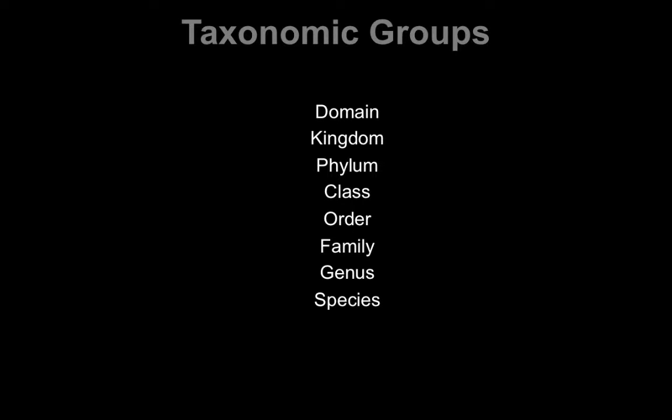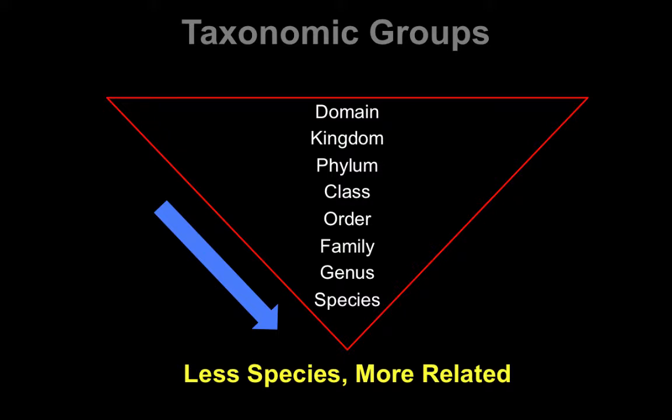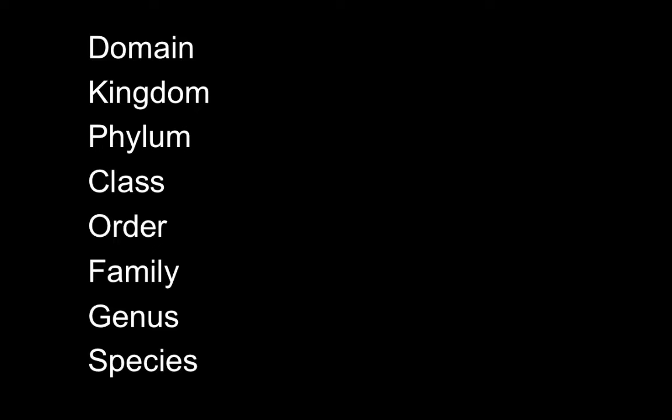So let's look at the different taxonomic groups. These are the 8 groups, and I think of it like an inverted triangle. So as you go down the list, you get fewer species and individuals are more and more related. So once you get down to species, everybody is very related. When you're at domain, however, they have a lot more species, but they're much less related. And we'll see how this works here shortly.